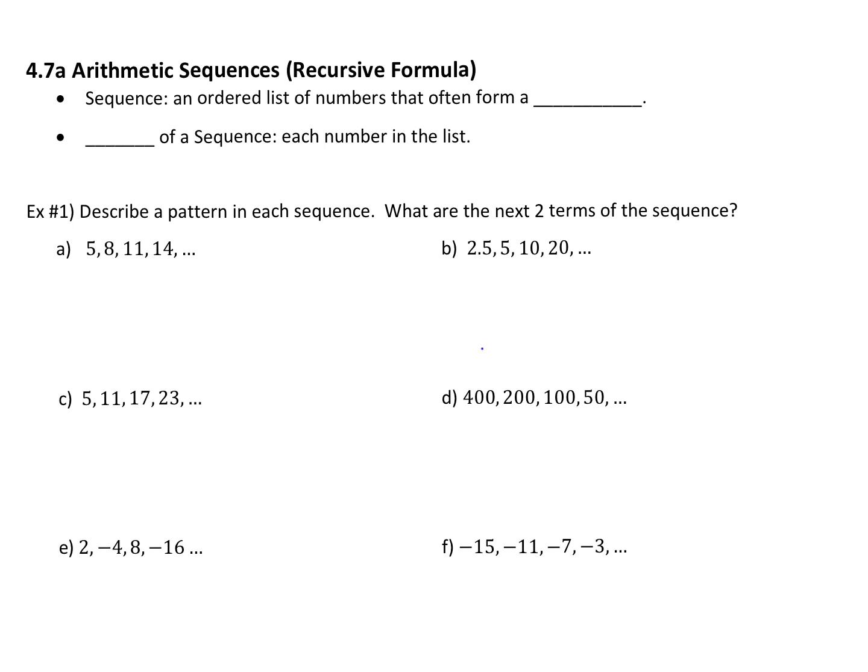A sequence is an ordered list of numbers that often form a pattern. So we're looking for a pattern. The term of a sequence is each number in the list. Okay, so if you look here, 5 is a term, 8 is a term, 11 is a term. It's my first term, my second term, my third term, right? There's a sequence happening, and you have these term numbers.